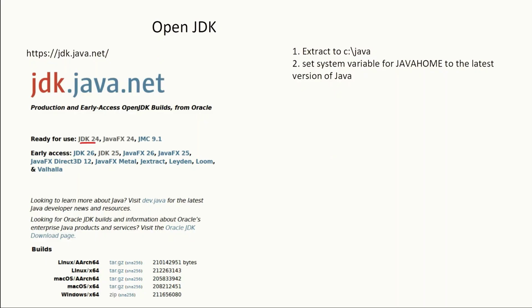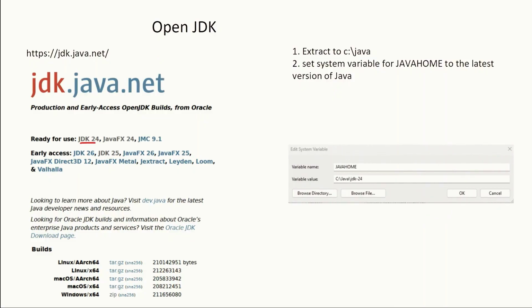Once it's downloaded, you want to extract the file to your Java directory in the C drive. If you don't have one, you should create one now and then extract the file to it. Once the file is extracted, you want to create a system variable for Java Home, and you want to set that to the latest version of Java. So for this example, we would name it Java Home, all capital letters, and the variable name is where we stored the Java version.